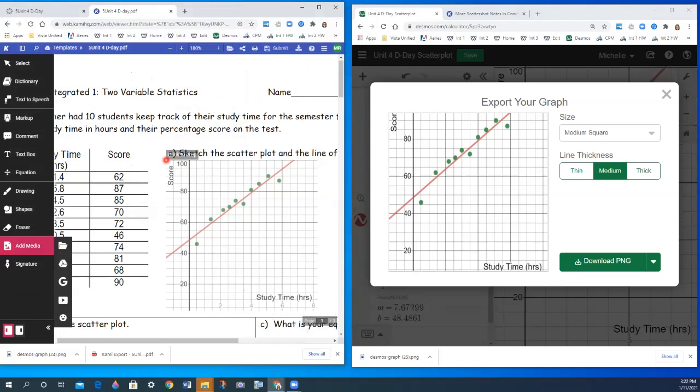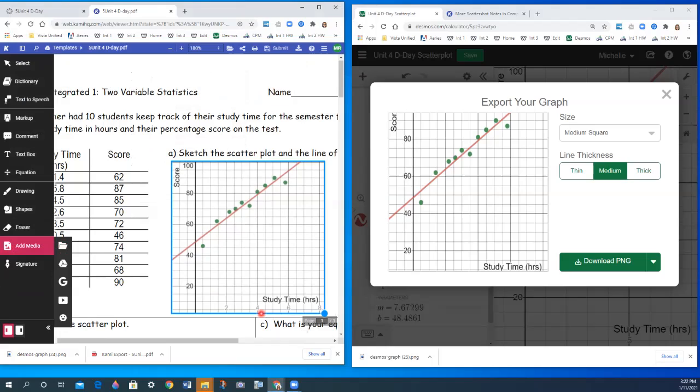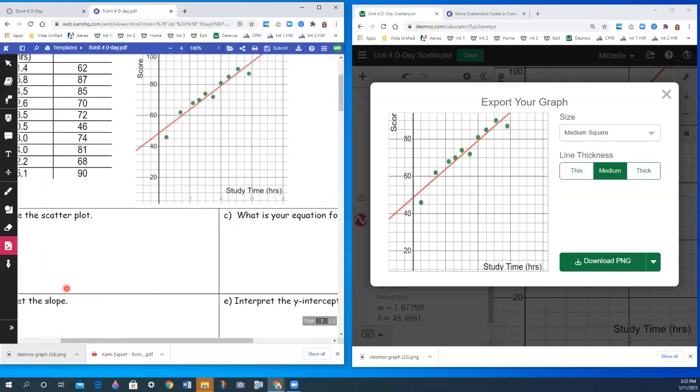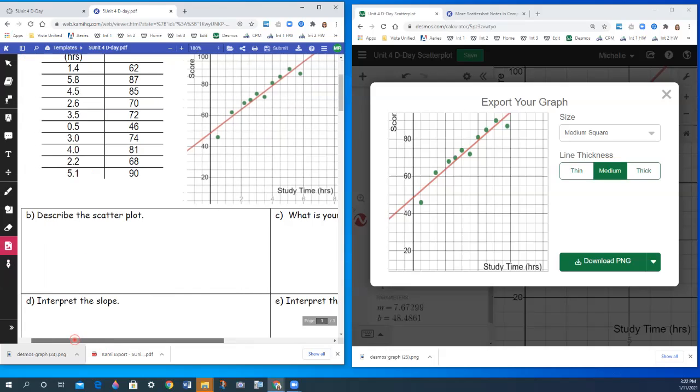And here's my graph. And you see I have the X labeled and the Y labeled. And then here's my scatter plot along with my line of best fit. Okay, so now the next thing I'm going to do is describe my scatter plot. So let me kind of zoom in here.